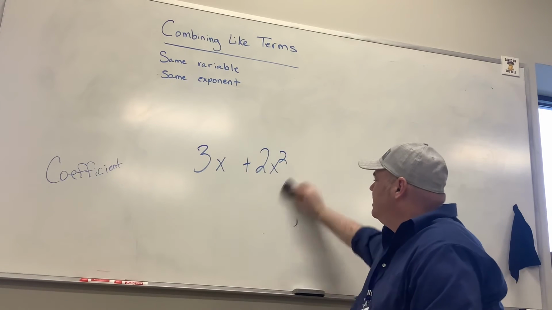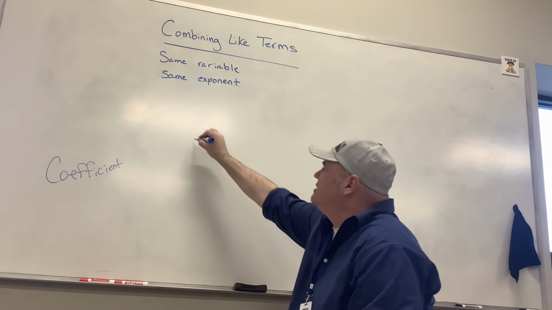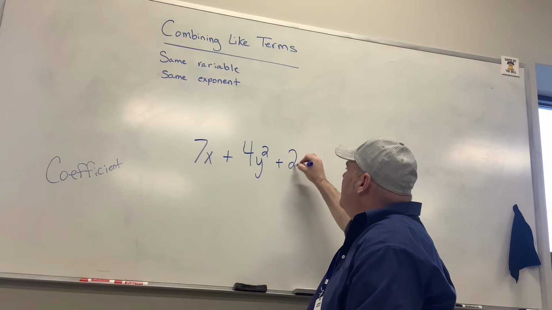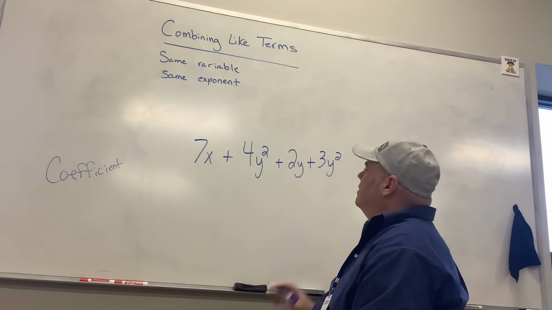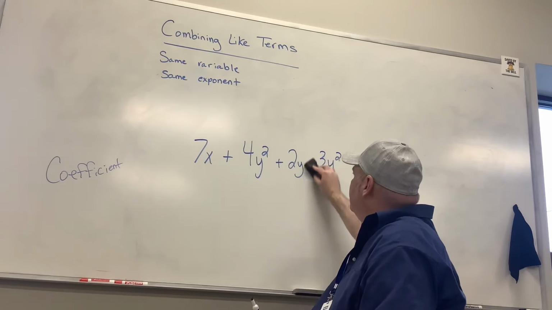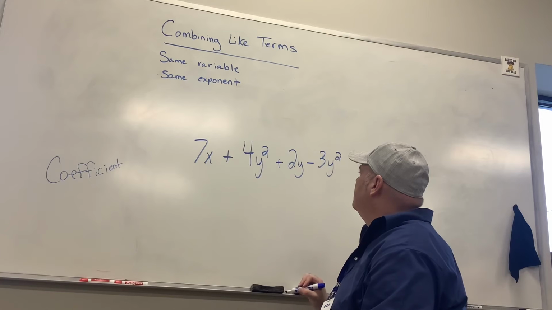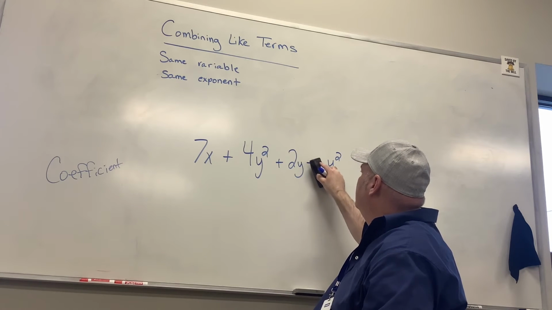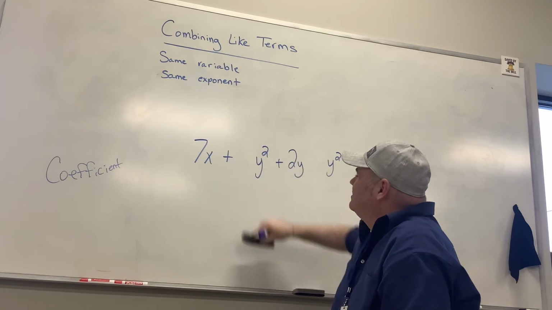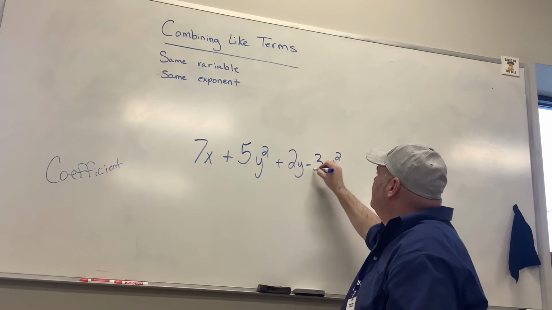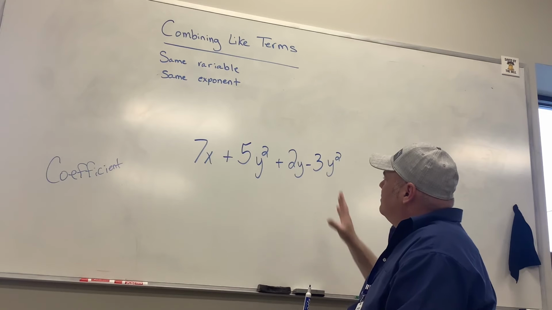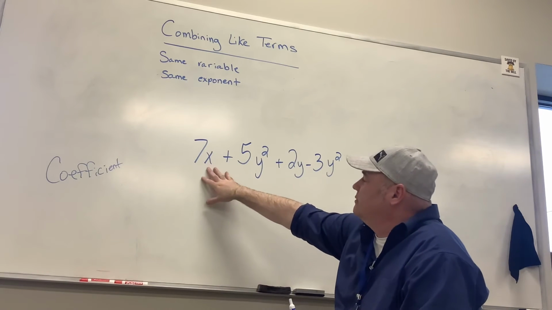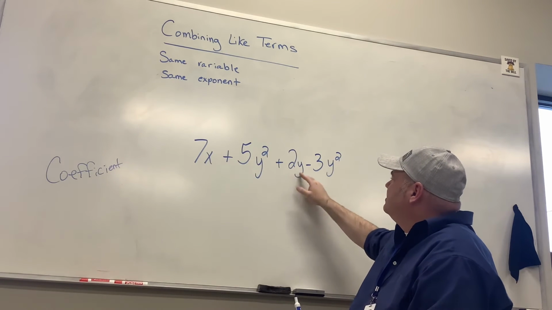So let's do something where you can compare the two. Let's say 7x plus 4y squared plus 2y plus 3y squared, and I've got to add all these. I'm sorry if you're copying and I change this, but I want to throw in a subtraction. So let's just start this one over, because I want to show you one that's got subtraction and also still has a coefficient. So here's our problem now that we've edited that: 7x plus 5y squared plus 2y minus 3y squared.